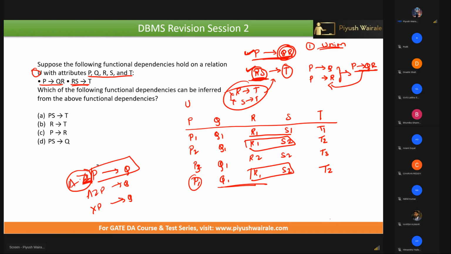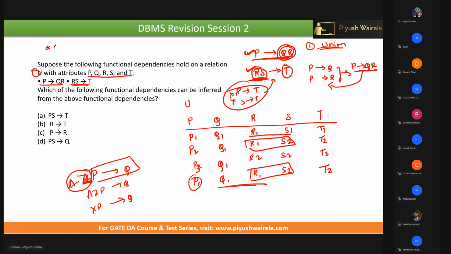Okay, great. So let's read the question carefully. Which of the following functional dependencies can be inferred from the above functional dependencies? Right, so we have two FDs here. So what about A? Is A true here? Okay. In order to solve such a question, we should know the concept of closure.